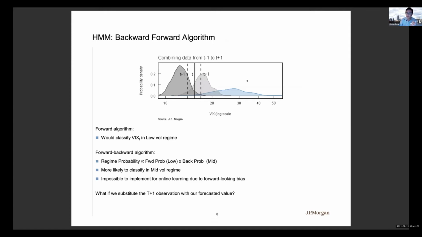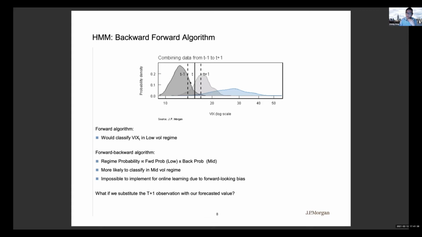Of course, the algorithm, again, is very well established, but it crucially depends on forward-looking information, right? So imagine a scenario where at time t, I observe VIX to be at this value, let's say around 16 or 17, and then at t-1, it was a lower value.